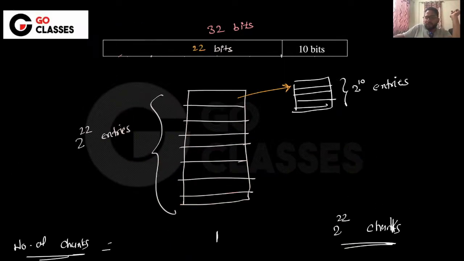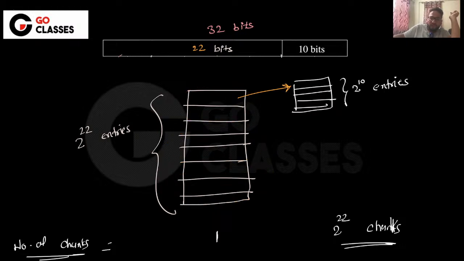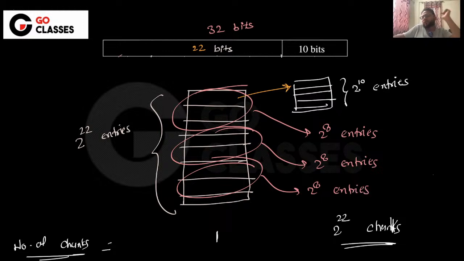So maybe in such a way that I divide it into groups, each group having just 2 power 8 entries. What I am saying here is that you have 2 power 22 entries here. Now let me divide this in such a way that each group has 2 power 8 entries. This is having 2 power 8 entries. This is having 2 power 8 entries. This is having 2 power 8 entries. Something like this. Right? Is this okay to everyone?